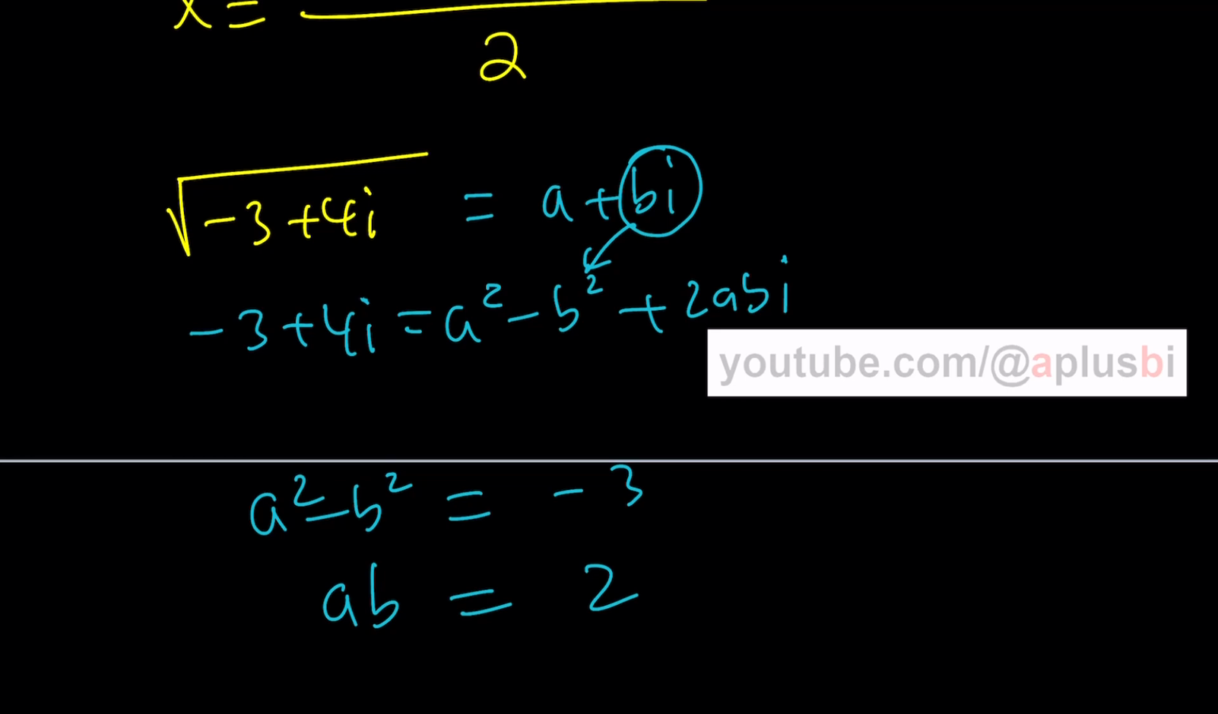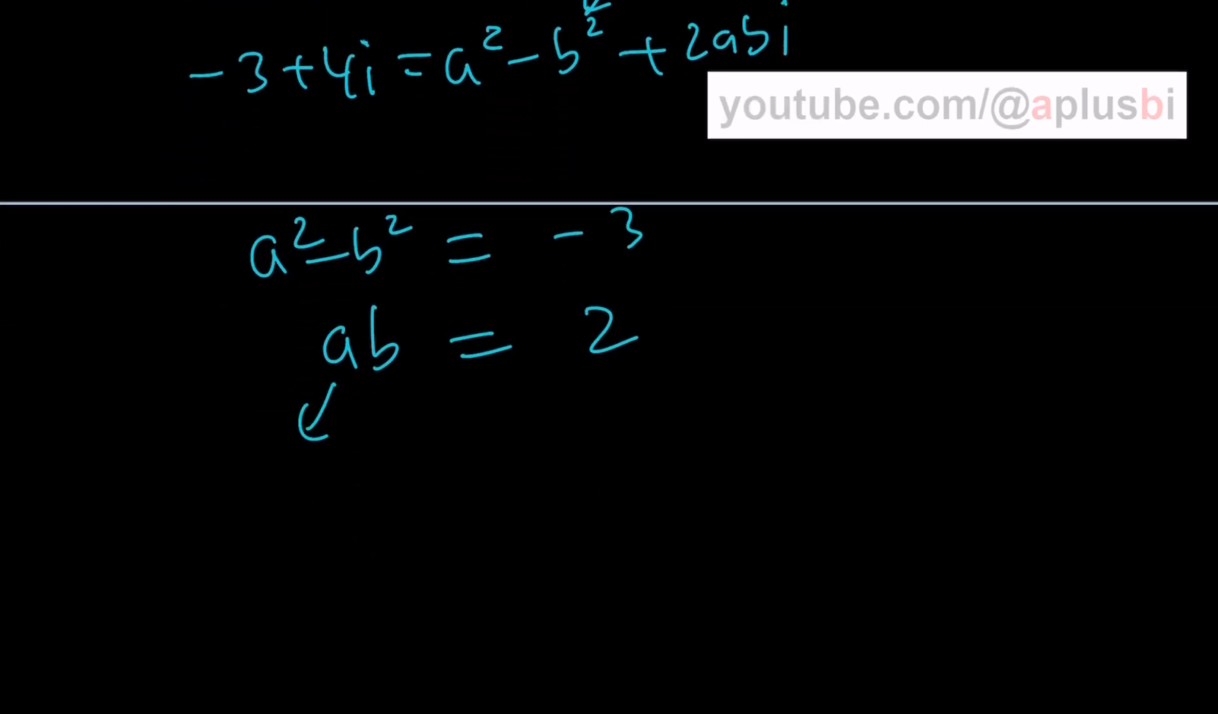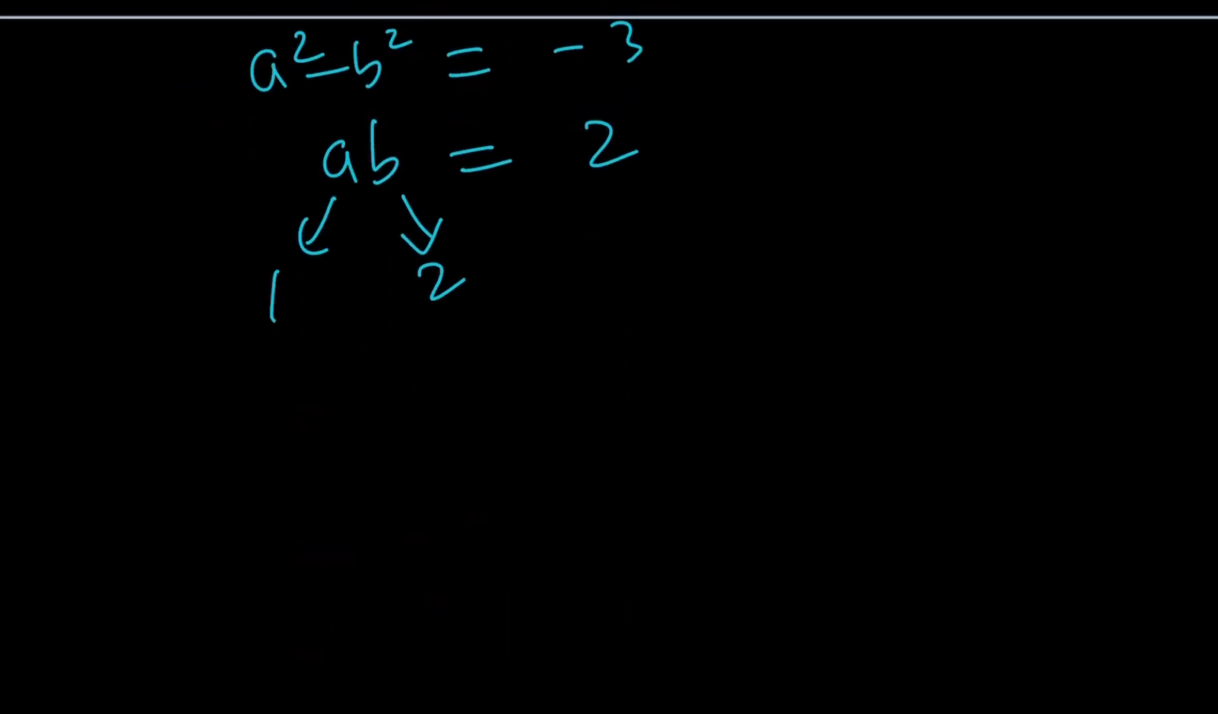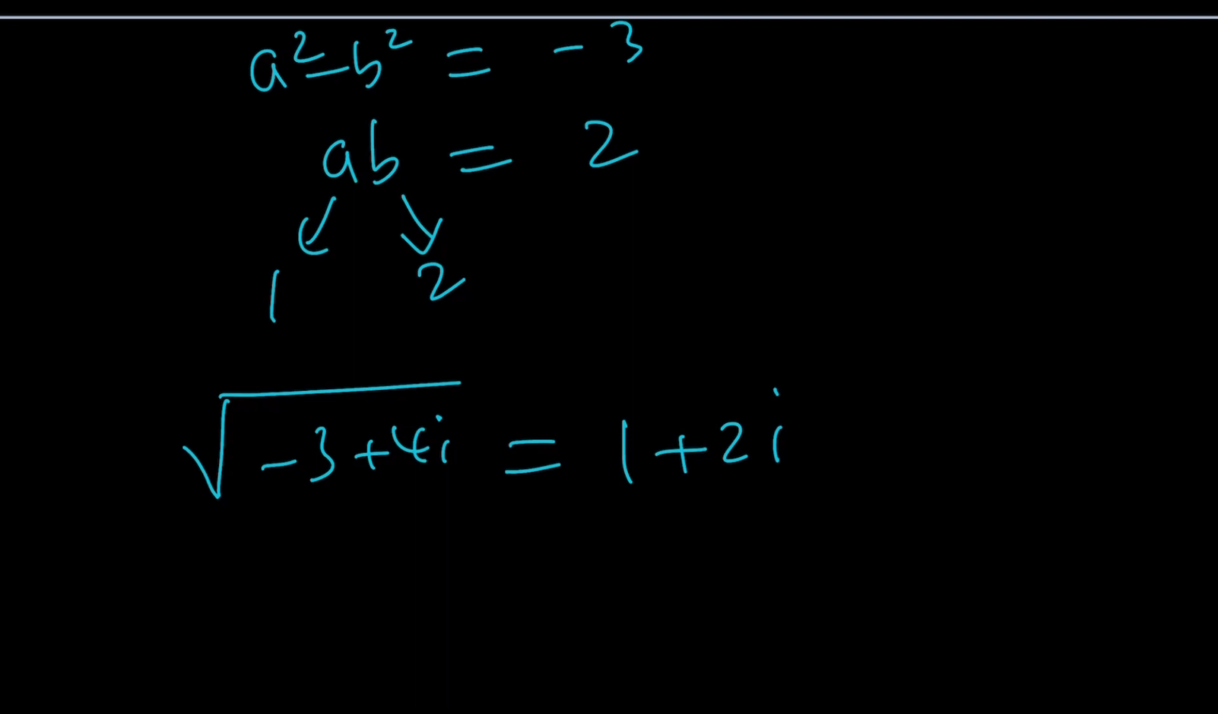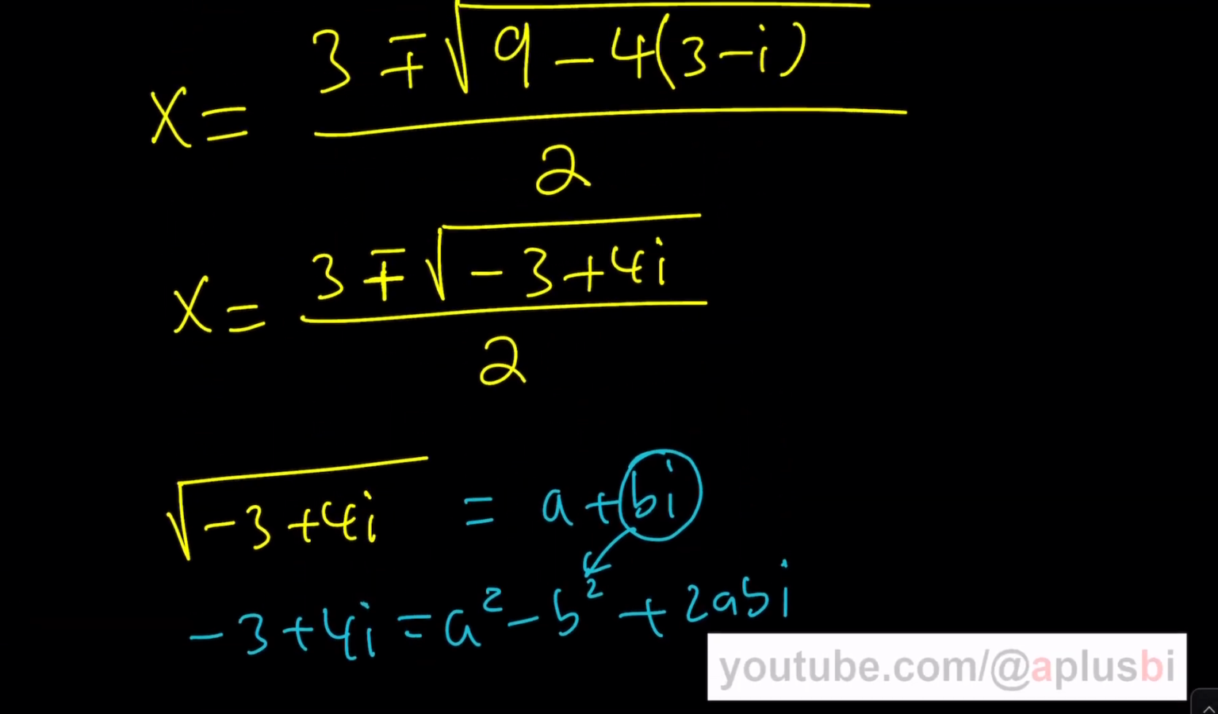I think those numbers are 1 and 2, because it's not going to work the other way around, as this is not symmetrical, but a equals 1, b equals 2 is going to work. Therefore, one of the square roots is going to be 1 plus 2i. Make sense? This is one of them. The other one is the opposite, but plus minus will take care of it.